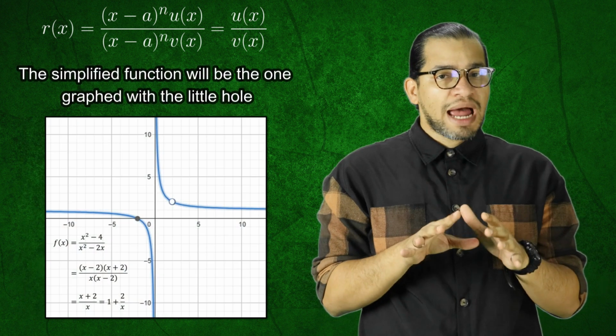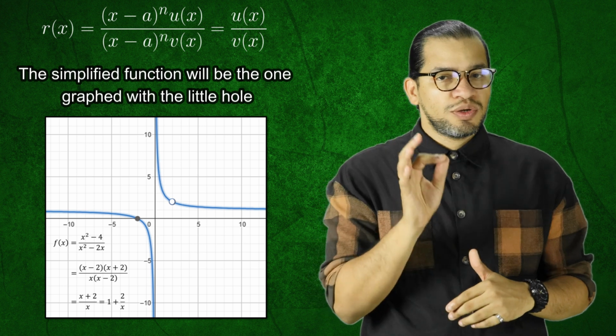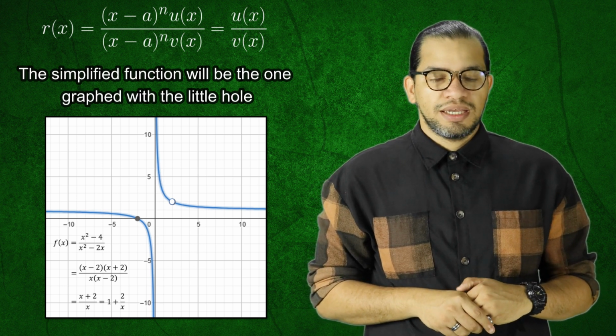Now, the expression x minus a to the power of n appears both in the numerator and denominator. Thus, it can be cancelled out. Thus, we can express r of x as u of x divided by v of x. But when we graph this function, it will have a little hole at the point x equal a. This little hole appears only when a zero appears both in the numerator and denominator of the rational function, and this root has exactly the same multiplicity for both polynomials.